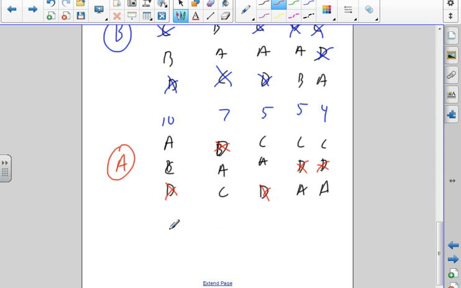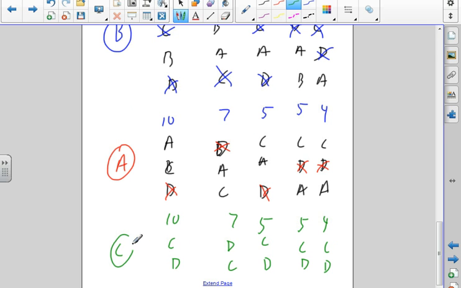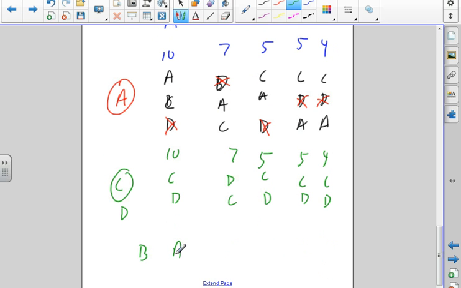Okay, then I'm going to write it again. 10, 7, 5, 5, 4. Without A. C, D, D, C, C, D, C, D, C, D. When I do that, C comes in next, so D comes in last. So I got B, A, C, D is my order for that.